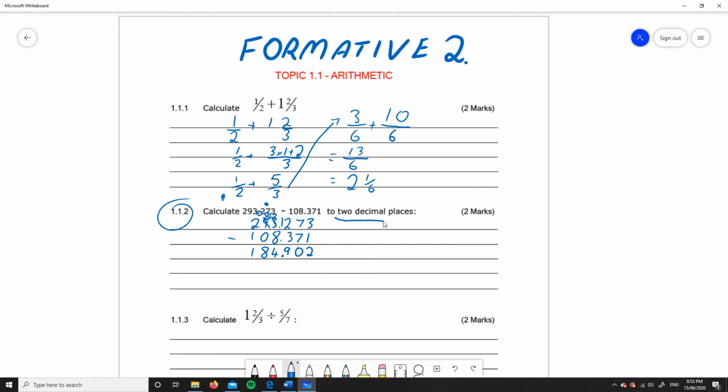Notice up here though that my answer is to be in 2 decimal places, so I'm going to round that down. Final answer is going to be 184.90, because that 2 has rounded down.